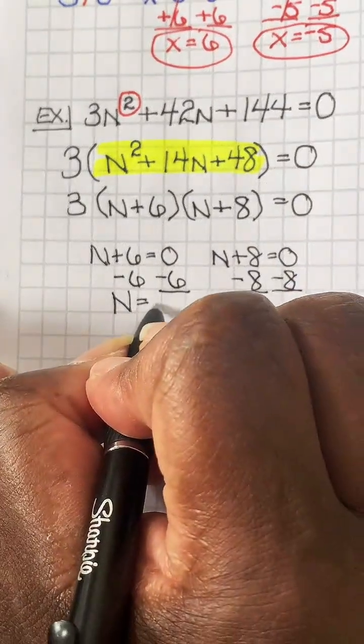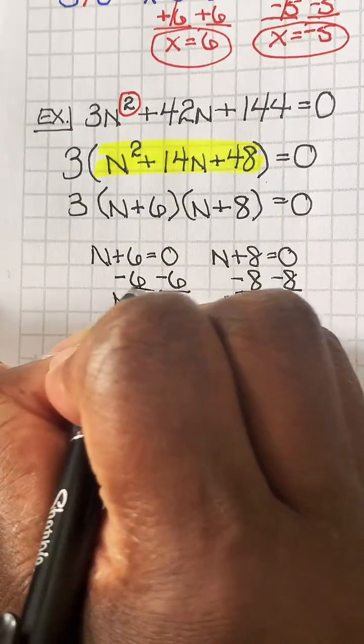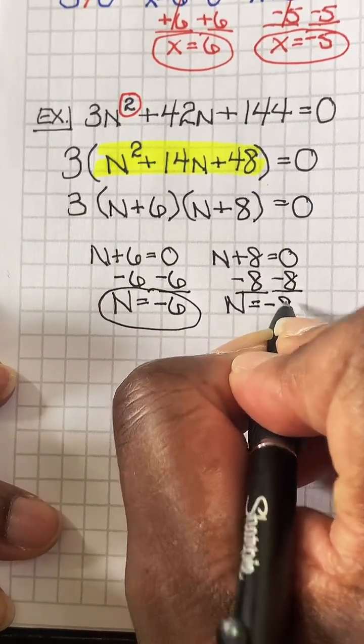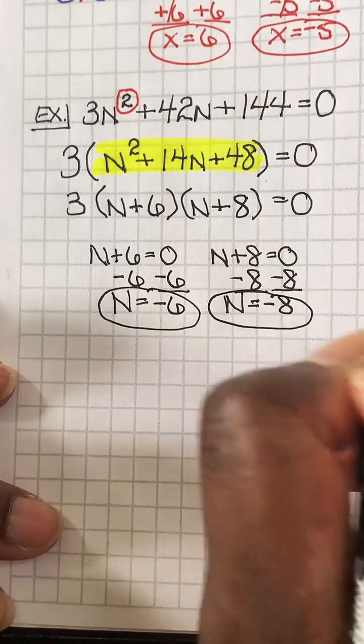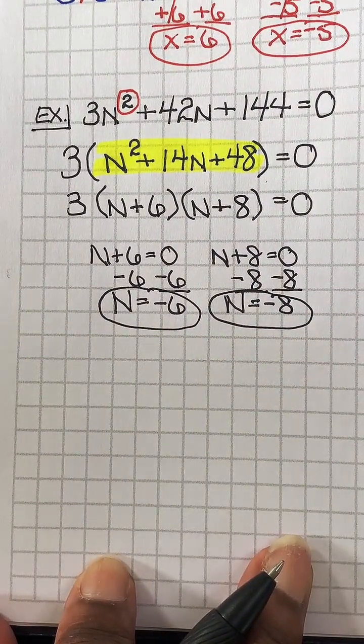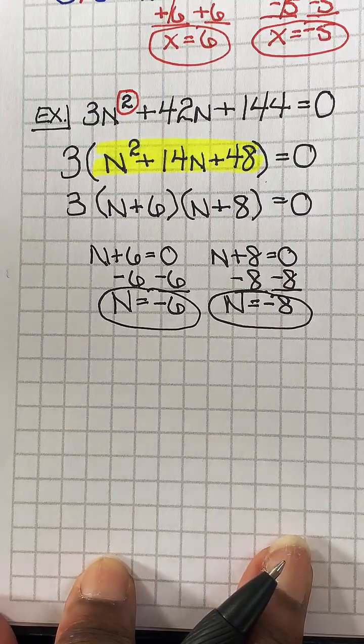Okay. So we have our negative 6. That's our one n. And we have our negative 8. That's the other n. That's okay, Selena. That's all right.